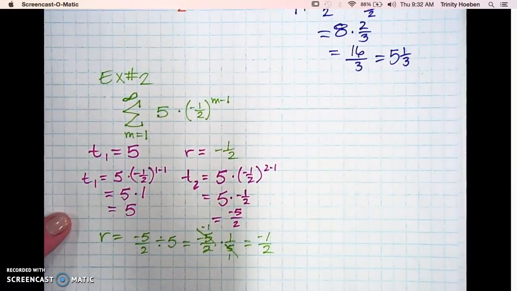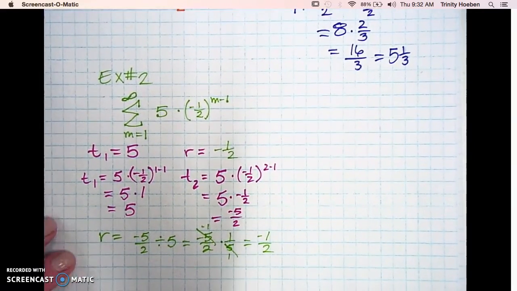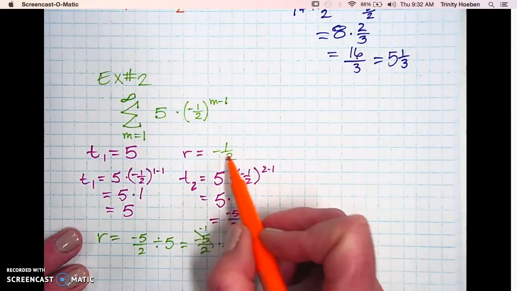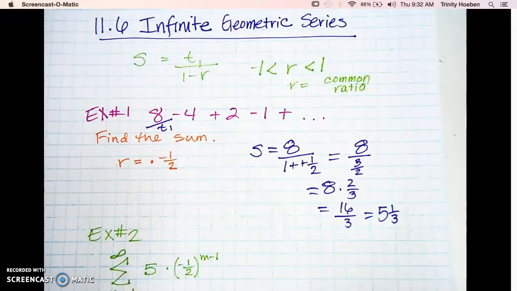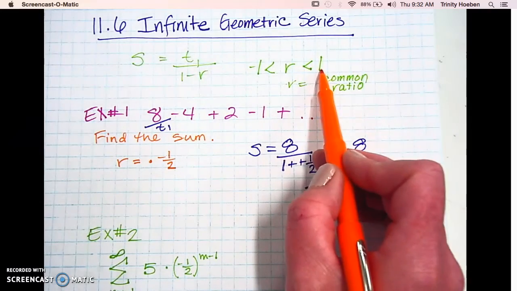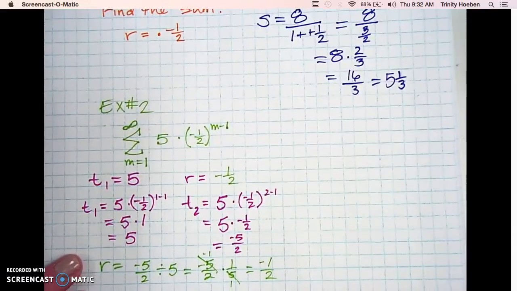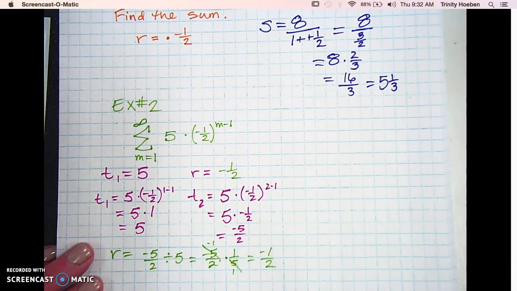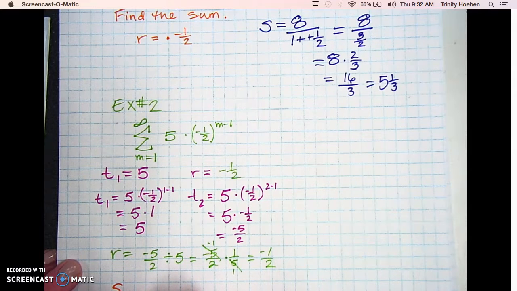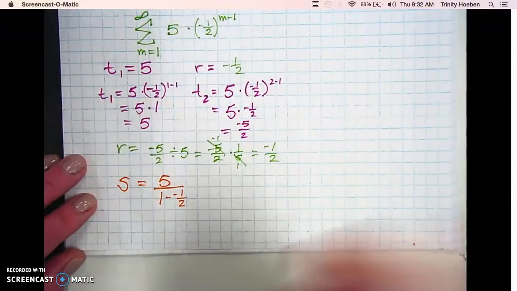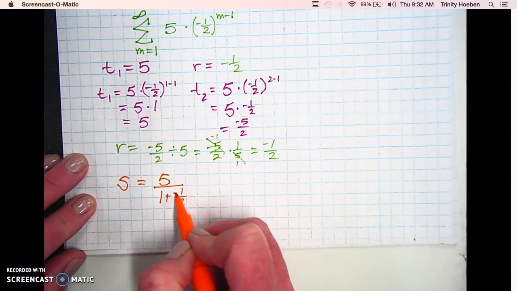And you want to check and make sure that that common ratio, that R, remember back up here, is less than positive 1, but greater than negative 1. So is negative 1/2 in that range? Yes, okay? All right, so the infinite geometric series sum is the 5, which is the first term, divided by 1 minus negative 1/2. Whoops. And again, minus a negative, change it to plus plus.